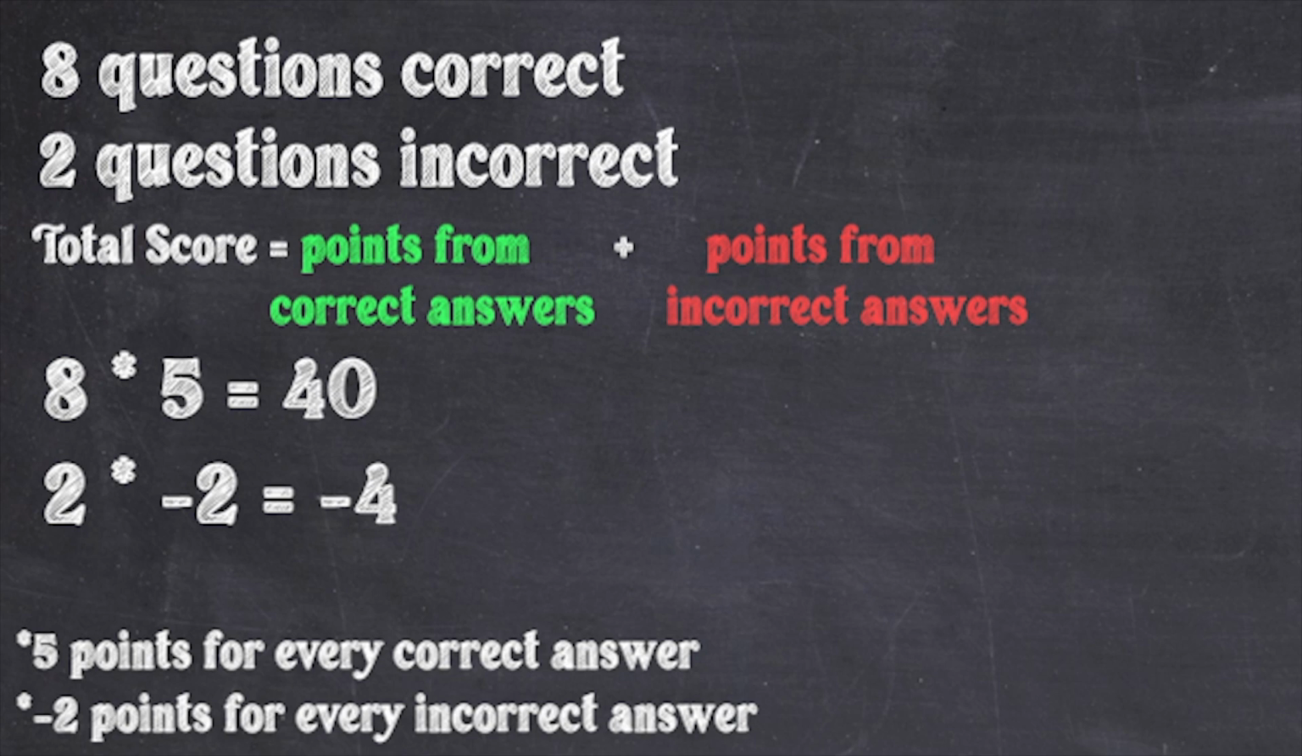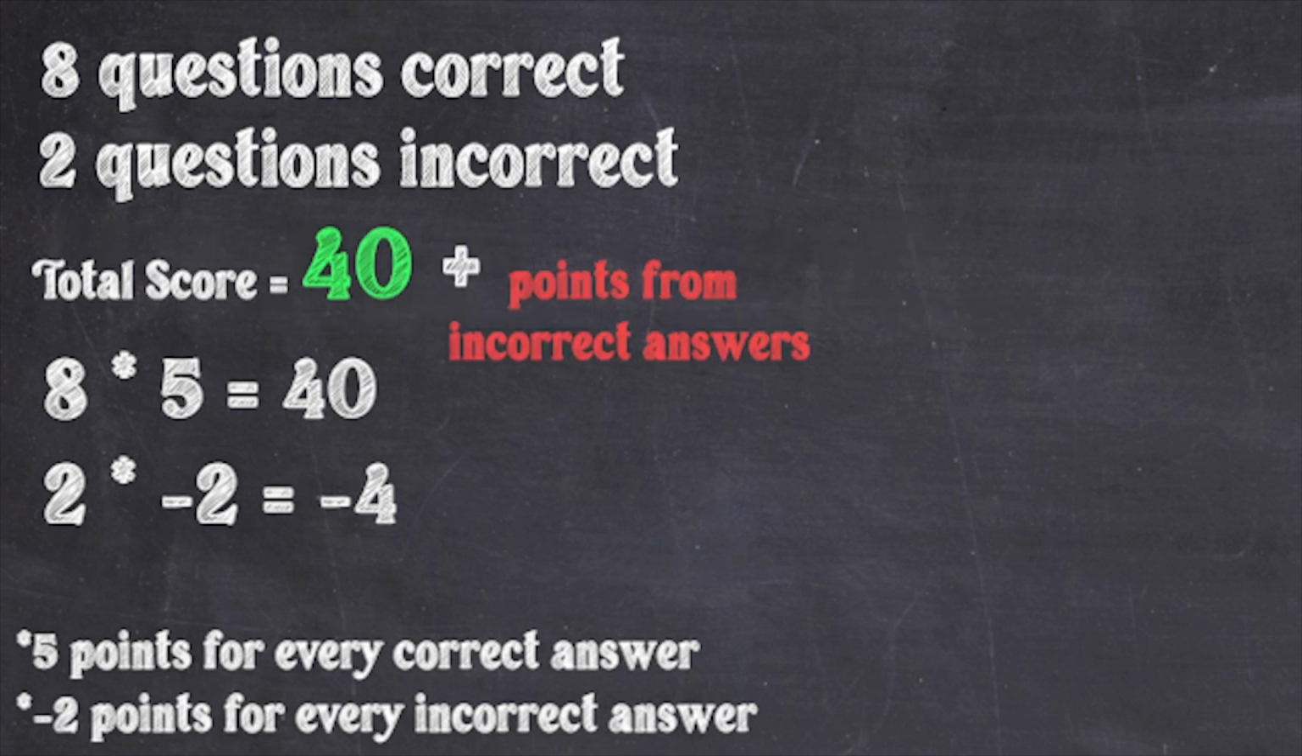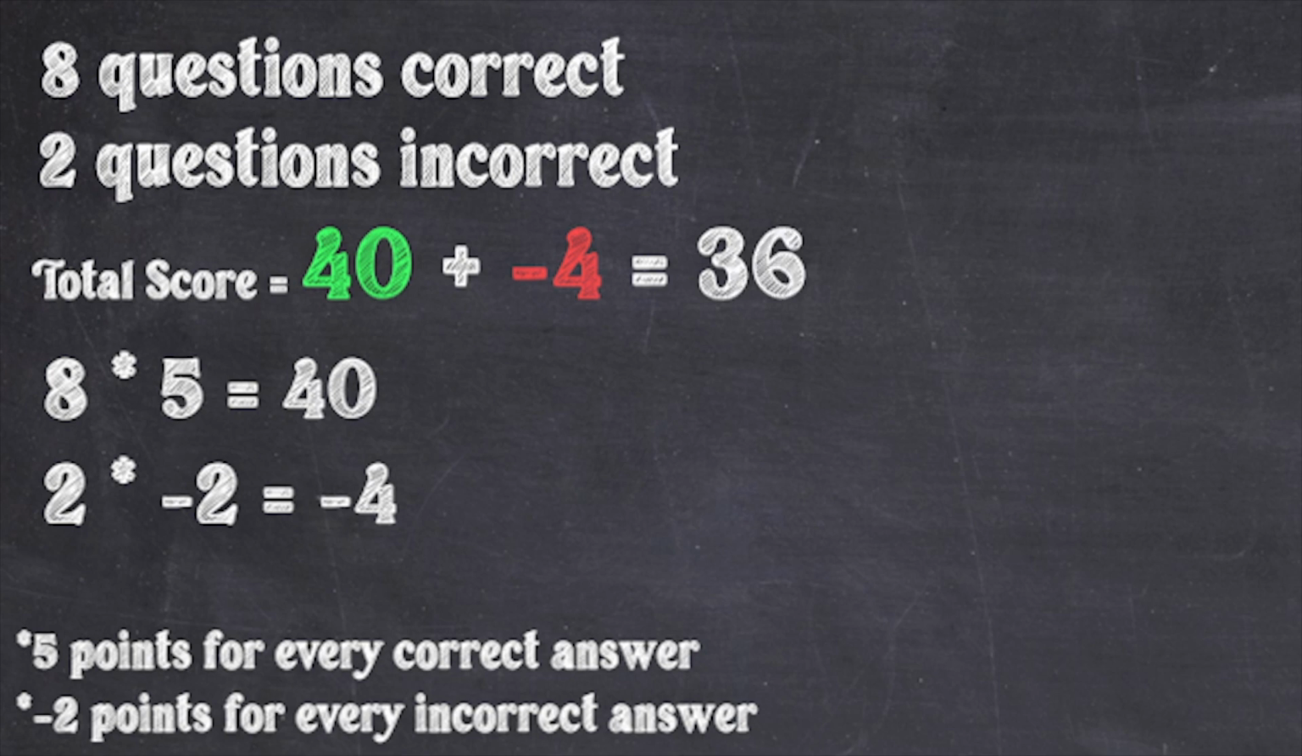Thus, your total score, which is the sum of your points from correct answers plus your points from incorrect answers, is 40, the gained points, plus -4, the lost points. Adding these two integers together gives us a total of 36 points. Good work!